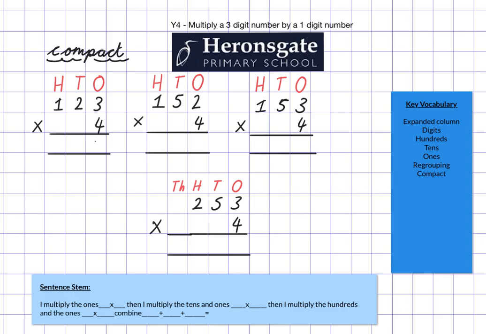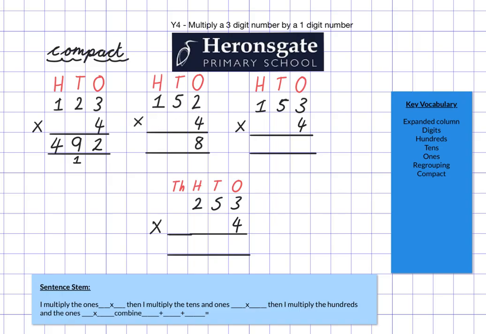So we need to regroup the tens, so we put them underneath there. And then we would multiply the tens and the ones. So we've got 20 times 4, which is 80. But we can see that we have to add the regrouped 10, so that would become 90. And then we have got 100 times 4, which is 400. Okay, the next equation example, we've got 2 times 4, which is 8.